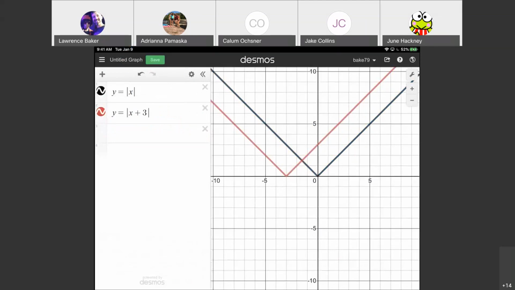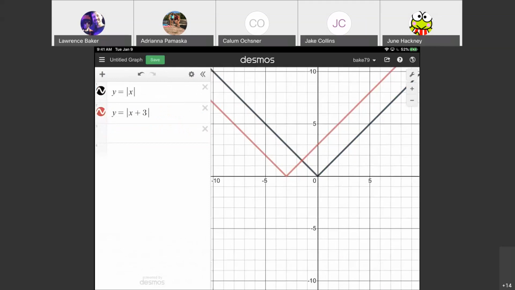What happened to the graph? All right. How did it change? What we want to talk about. Addison, how would you describe the change here from our parent function, which is the black one, to the red one, which is our new one?